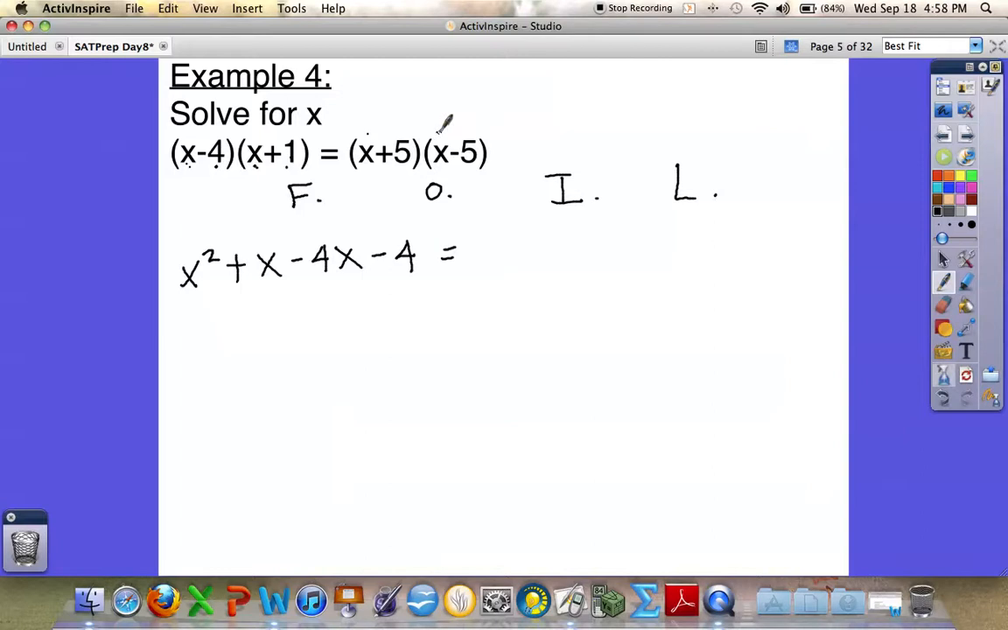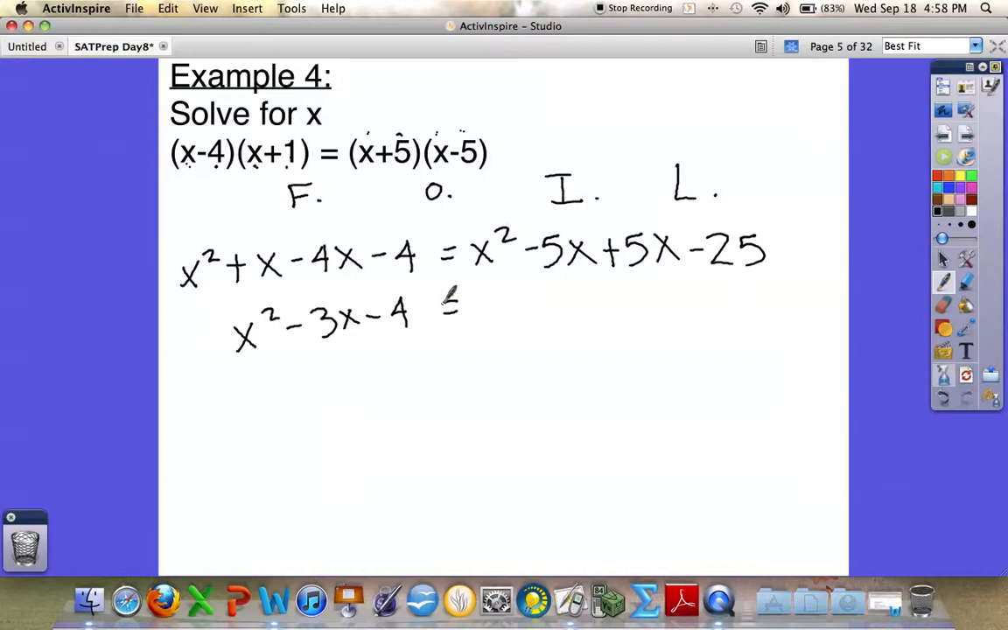On this side, x times x is x squared. x times negative 5 is negative 5x. 5 times x is 5x. And 5 times negative 5 is negative 25. Now, I'm going to simplify first the left side of the equation, and I get x squared minus 3x minus 4. And then the right side of the equation, and I get x squared minus 25.